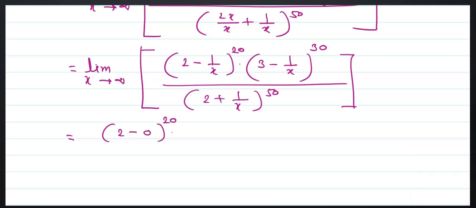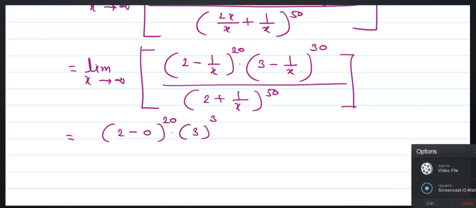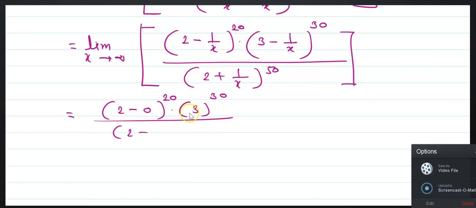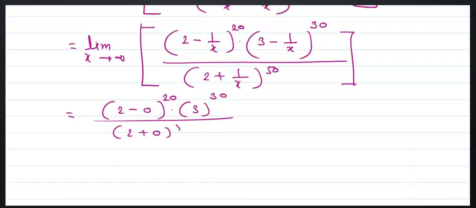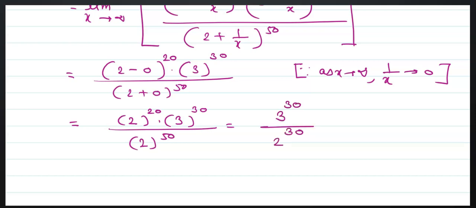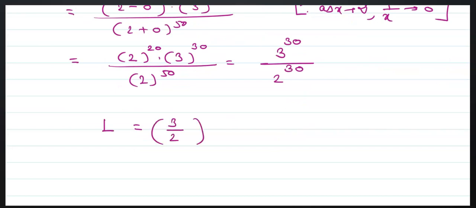Now as x tends to infinity, then 1 upon x tends to 0, and that's why we get 2 raised to 20, 3 raised to 30 and 2 raised to 50. Therefore 2 raised to 20 into 3 raised to 30 upon 2 raised to 50, then you will get 3 raised to 30 upon 2 raised to 30, and overall you will get L is equal to that.